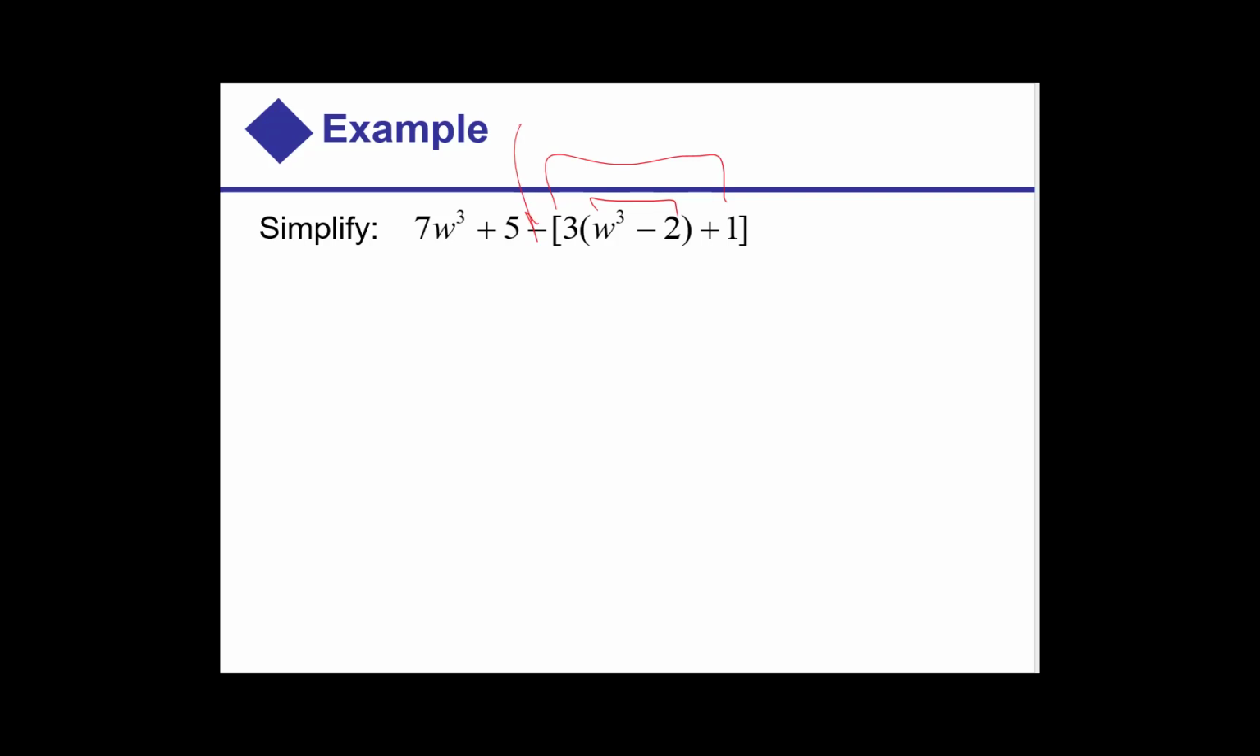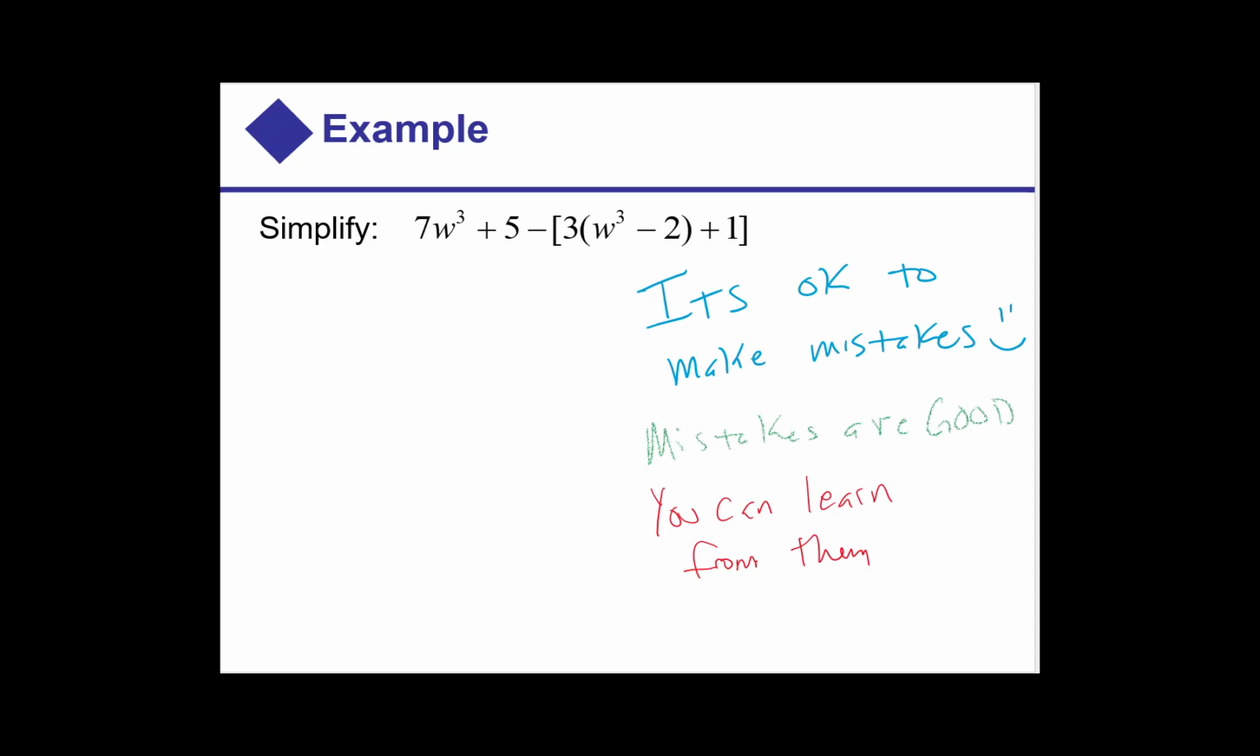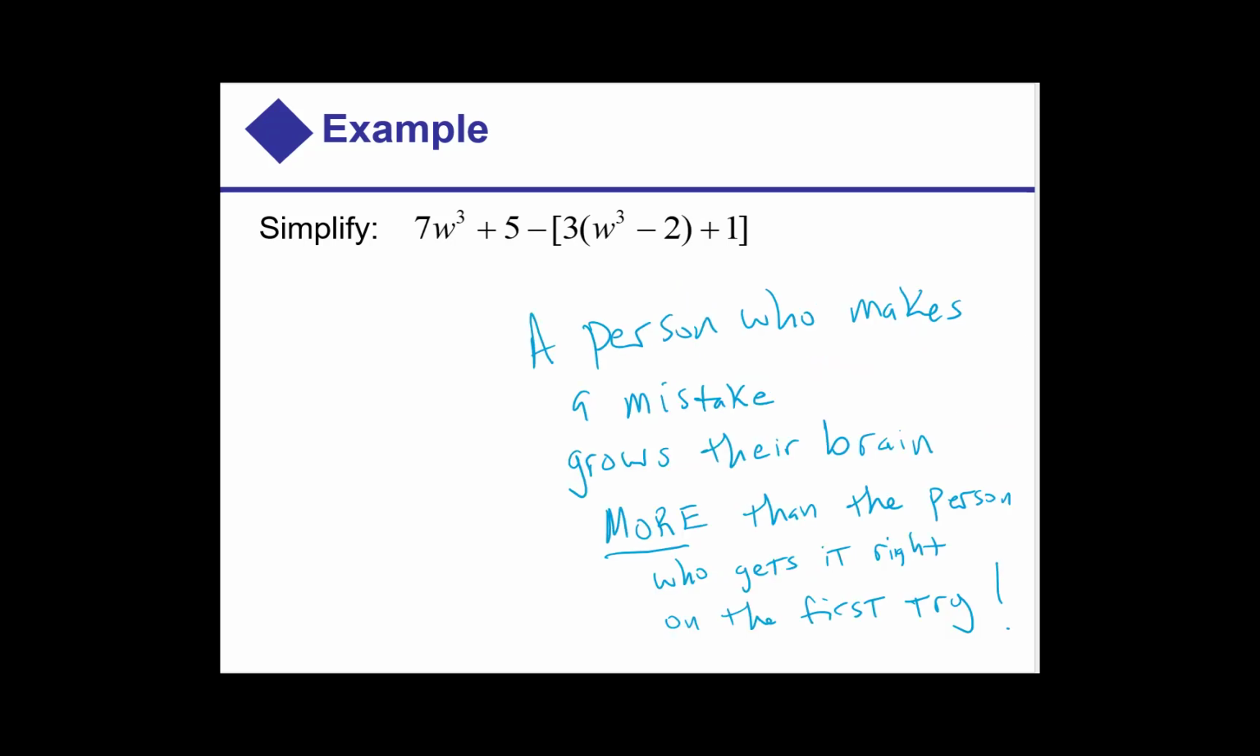Now, I want you to do this problem. So I'm going to ask you to pause the video and work it out. Okay, I'm still waiting for you to do it. Okay, go ahead, you do it. A person who makes a mistake grows their brain more than the person who gets it right on the first try. So you can do it. Give it a try.